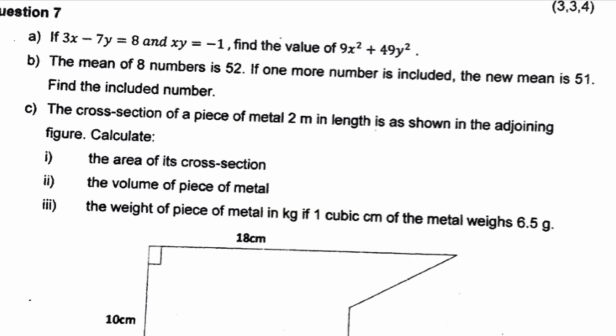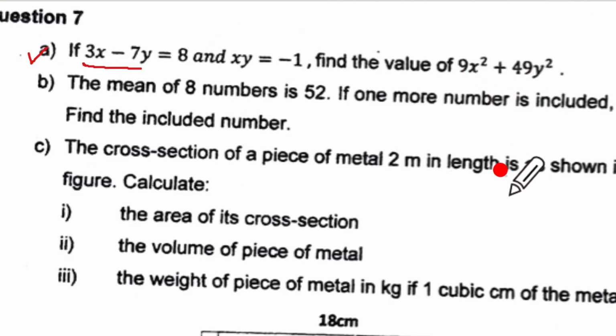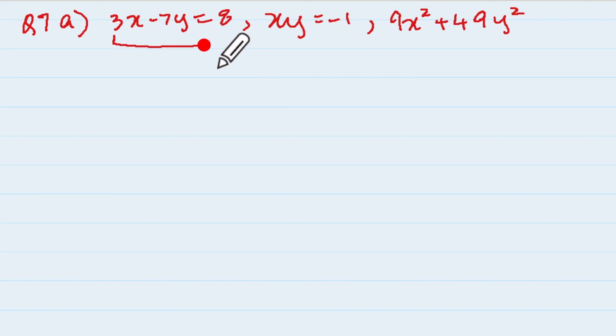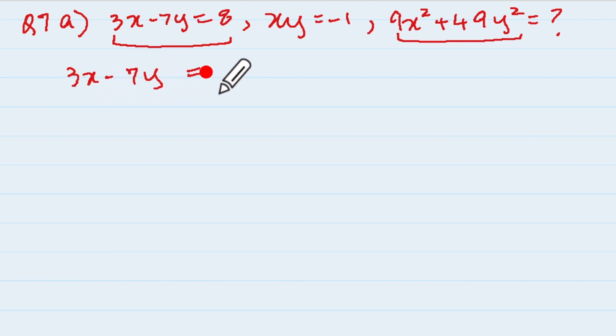Question number 7A. If 3x minus 7y is equal to 8 and xy is equal to minus 1, find the value of this. So let us write down the question. Now, what is given? This. What is to be found out? This. What is the connection? Can you see 3x whole squared gives us 9x squared? Can you see 7y whole squared gives us this? So we need to take 3x minus 7y equal to 8, and we need to square both sides.